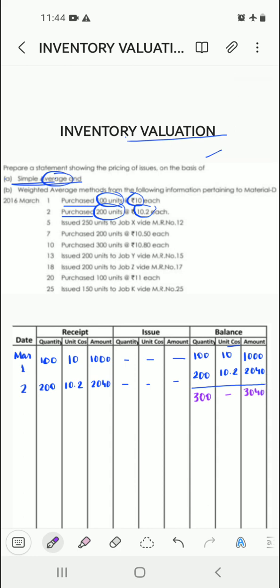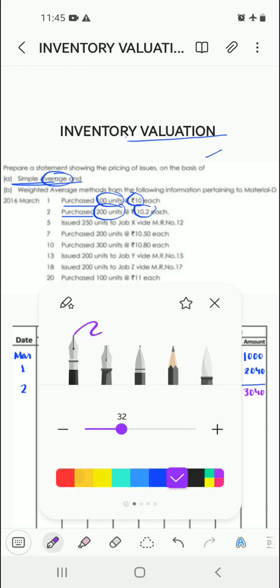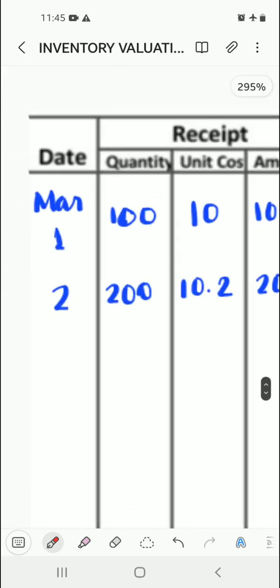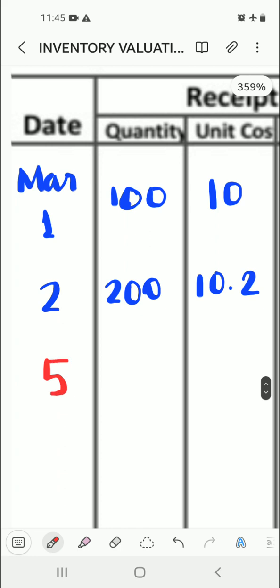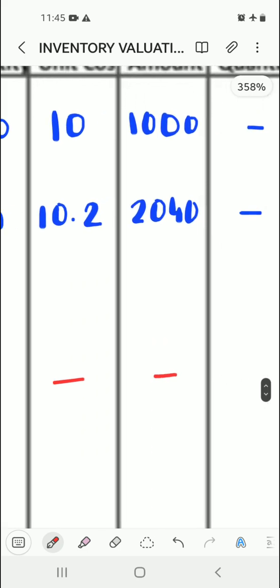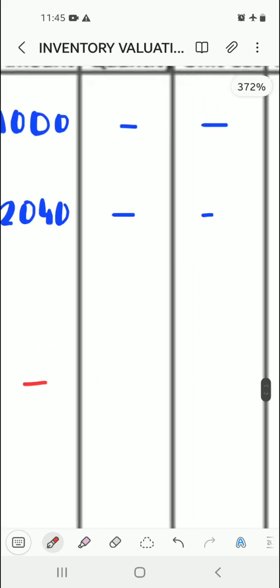Now we are going to move to the next date that we have. The next date is March 5. We have got an issue. On March 5 there has been an issue of 250 units. Let's record it. March 5, no purchases, so we'll leave it blank. There has been an issue of 250 units.